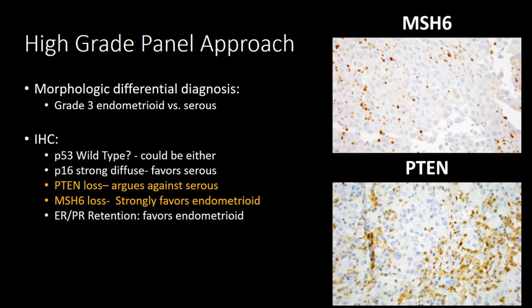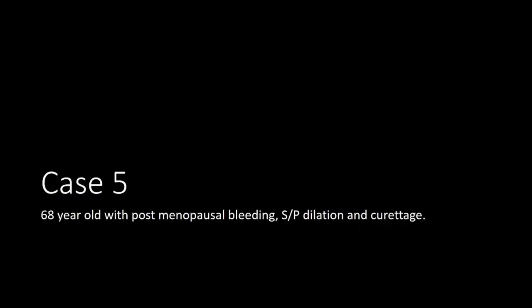So our morphologic differential diagnosis in this case was a grade 3 endometrioid, at least in my opinion, versus a serous carcinoma. When you looked at the immunohistochemistry, the p53 didn't really help. Plus, you can't rule out endometrioid or grade 3 endometrioid with the mutant p53 anyway. P16 didn't help, but PTEN and MSH6 really came through here. Both of those stains really favor an endometrioid carcinoma. So the final diagnosis in this case, in my opinion, would be a grade 3 endometrioid carcinoma. It just happened to be a really ugly and really solid one. So that's your take-home for case 4: always have a good panel of stains to help you out.